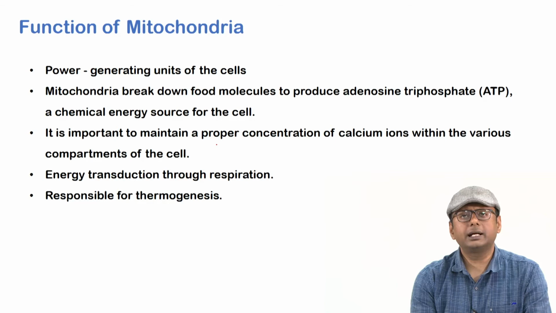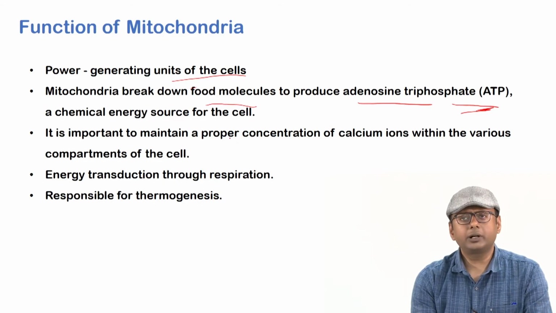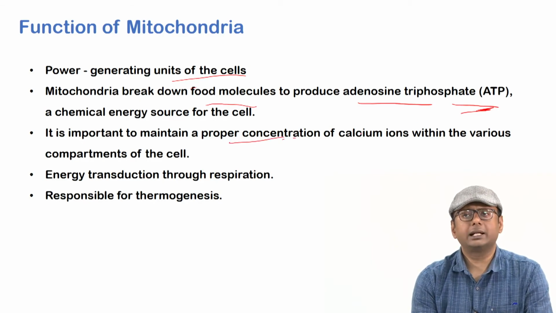Functions of mitochondria, as we told, it is a powerhouse, that means it generates units of energy. Mitochondria break down food molecules to produce ATP. So, ATP is basically the source of our energy. It is important to maintain a proper concentration of calcium ions also. So, mitochondria has an important role in it.